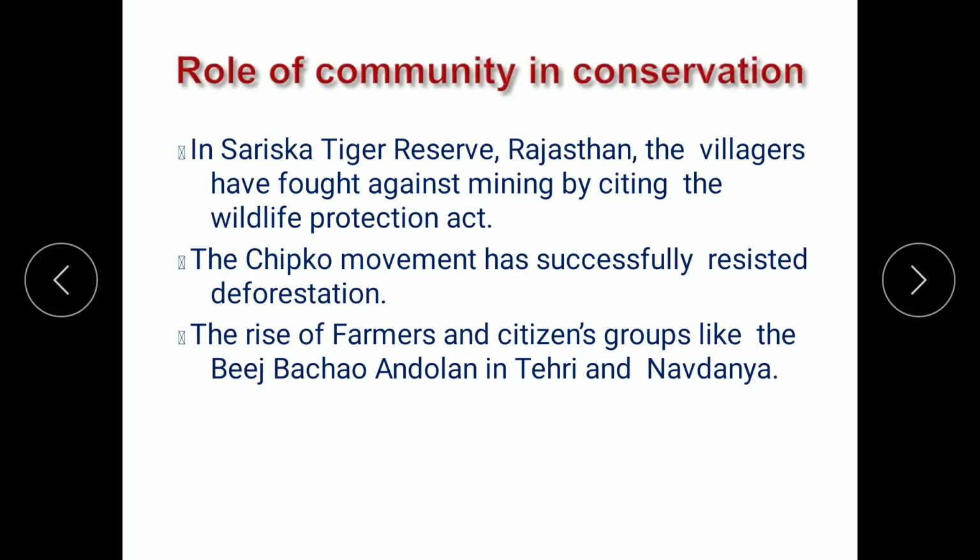Chipko movement was started in 1970 by Sunderlal Bahuguna in Uttarakhand, Uttaranchal. To reduce the height of that dam, the rise of farmers and citizen groups like the Beej Bachao Andolan was started in Tehri and Navdanya. So many types of movements were started in India, and now also we are creating awareness.